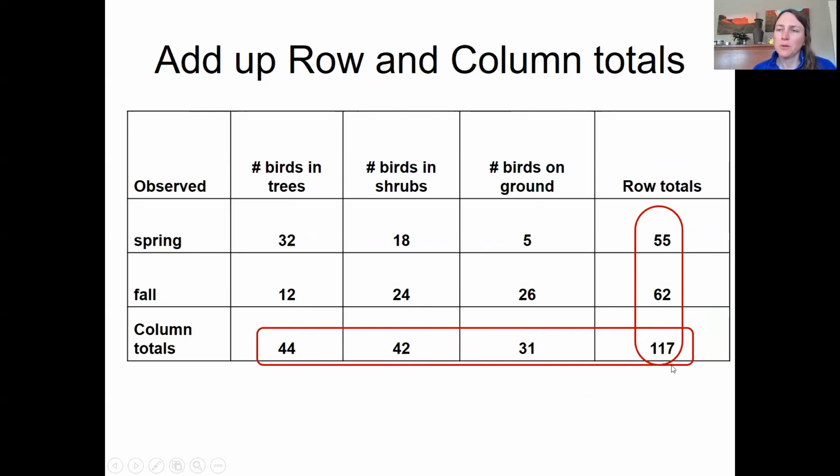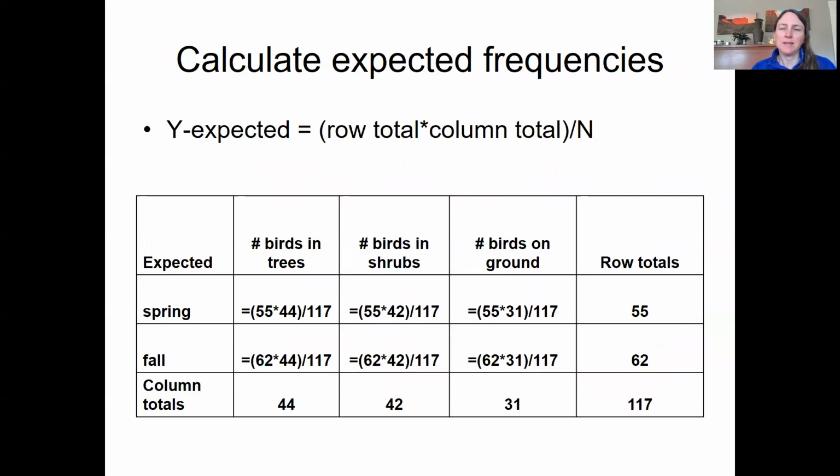Now from these row and column totals, we can calculate expected values. And this is what's kind of cool, we basically take the row totals and the column totals. Each expected value, E sub i, is the row total for that cell times the column total divided by the overall sample size n. So for example, birds in trees in the spring would be the row total for spring, 55, times the column total for birds in trees, 44, and then that quantity divided by the overall n, 117.